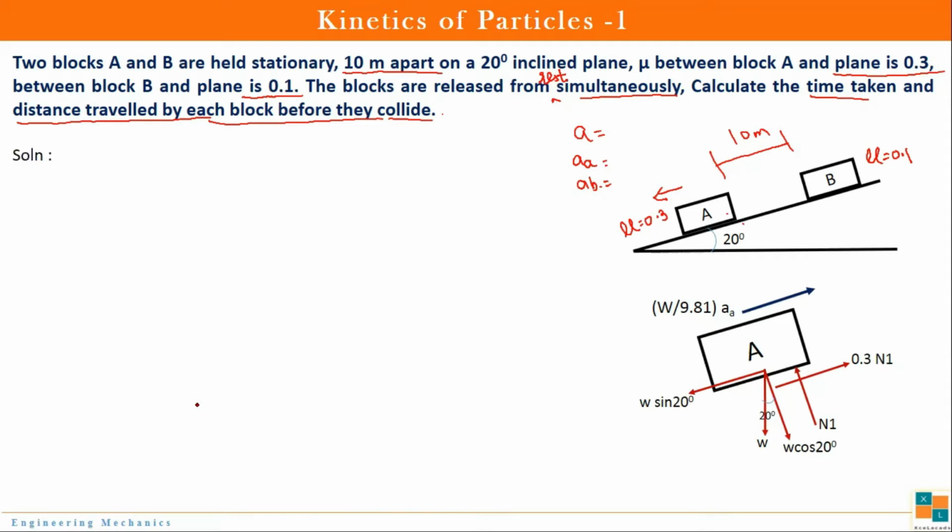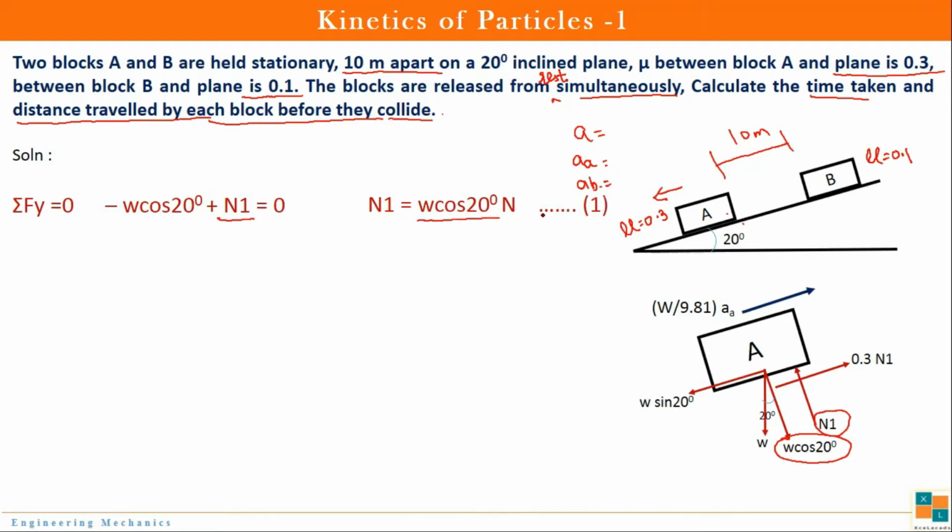So starting with the first condition, that is summation of Fy is equal to 0. We have the forces in y direction as W cos 20 and N1. So I will write minus W cos 20 plus N1 is equal to 0 and I will get the value of N1 as W cos 20 newton. Let this be equation number 1 because we cannot get the answer directly.